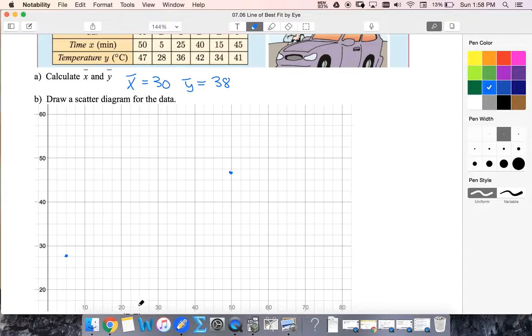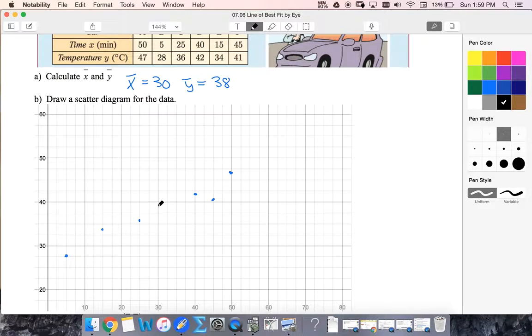25, 36. 35, so just above that for 36. 40, 42. Just below 42.5. 15, 34, 45, 41, and then of course we want to put in our mean, 30, 38.